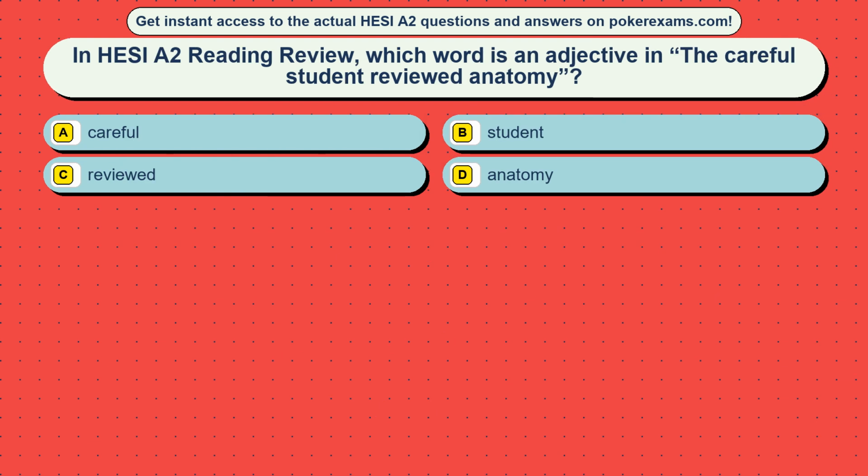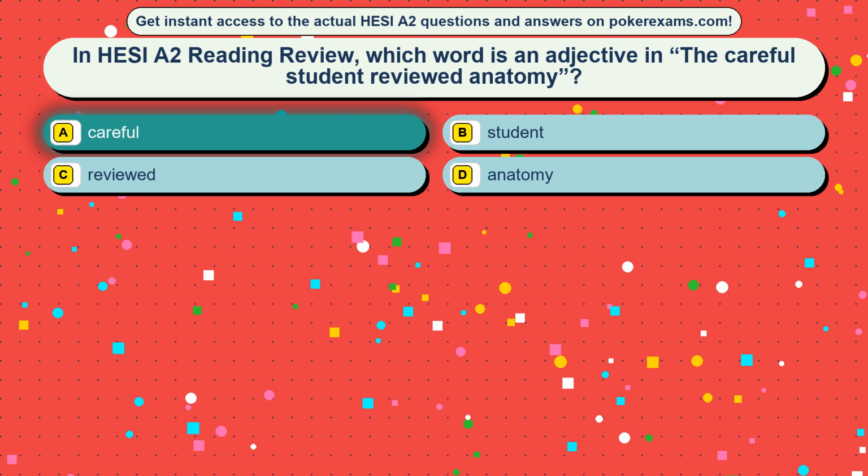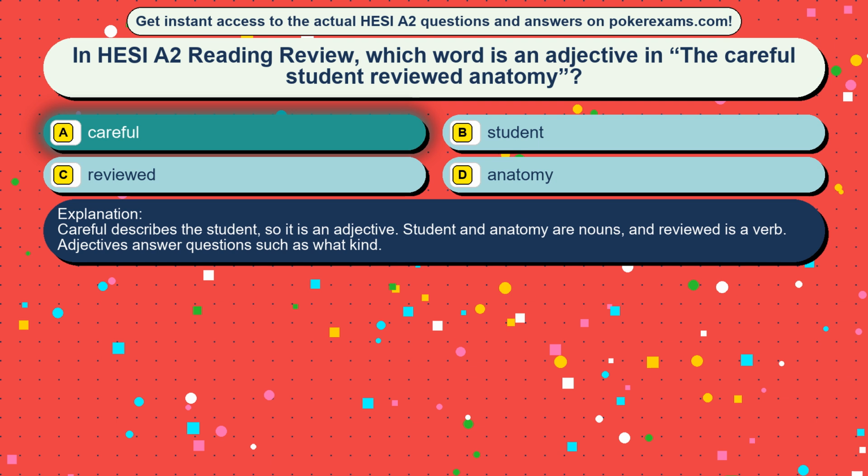Question 13. In HESI A2 reading review, which word is an adjective in the careful student reviewed anatomy? Option A, careful. Option B, student. Option C, reviewed. Option D, the anatomy. The correct answer is option A, careful. Careful describes the student, so it is an adjective.